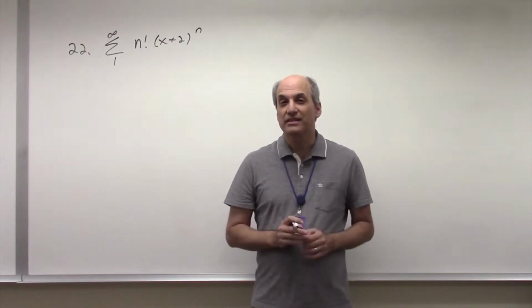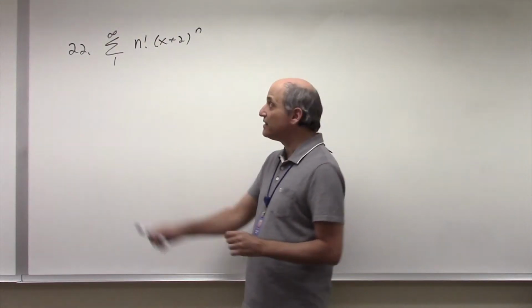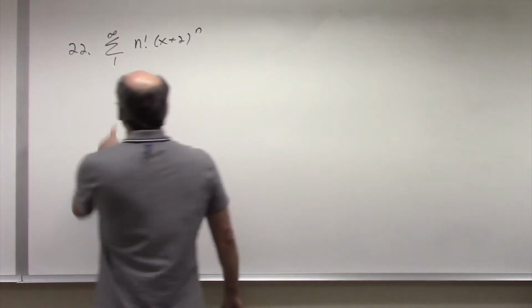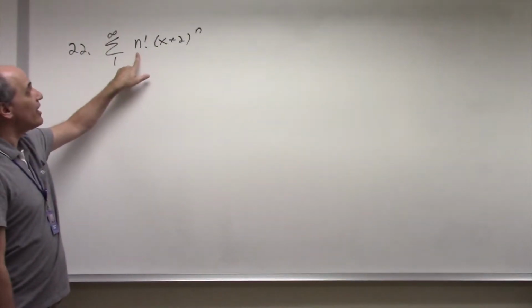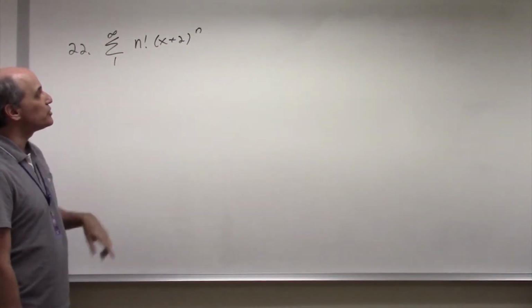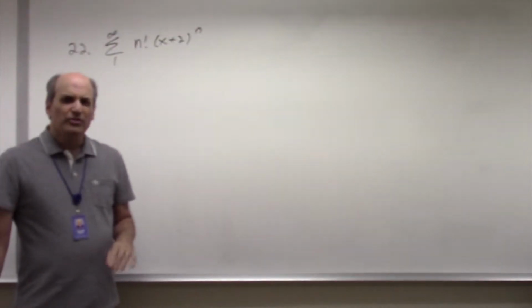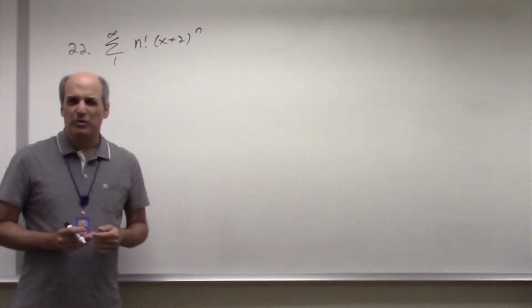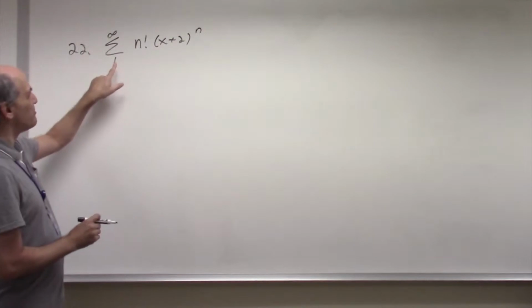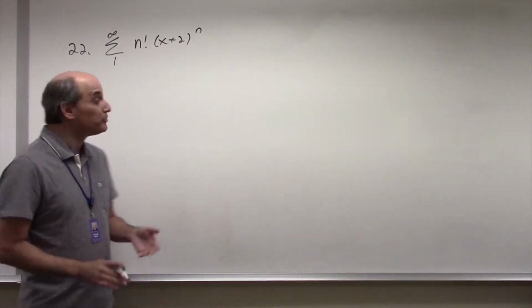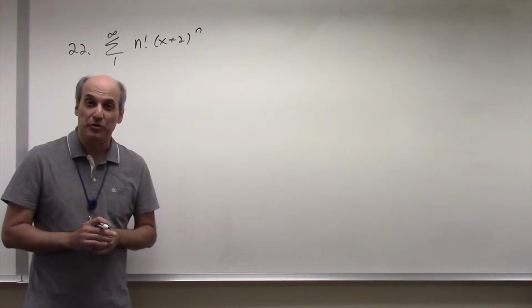All right, let's do one last example from section 10.8. This is problem 22. The sum from 1 to infinity of n factorial times (x plus 2) to the n power. You'll notice that sometimes as math teachers we're a little bit lazy. When we write the summations, we just put the limits here. We don't actually write n equals 1 to infinity. It's relatively common for people to do that, so I just wanted to mention it in case you noticed it.